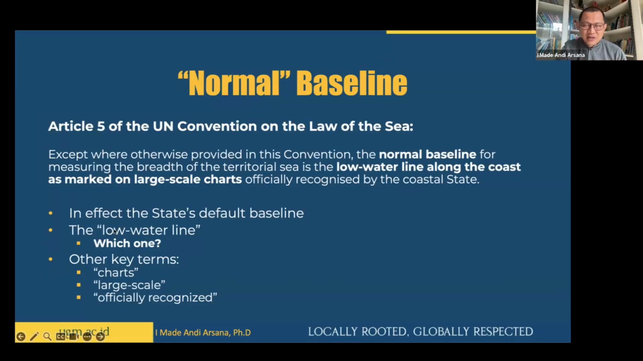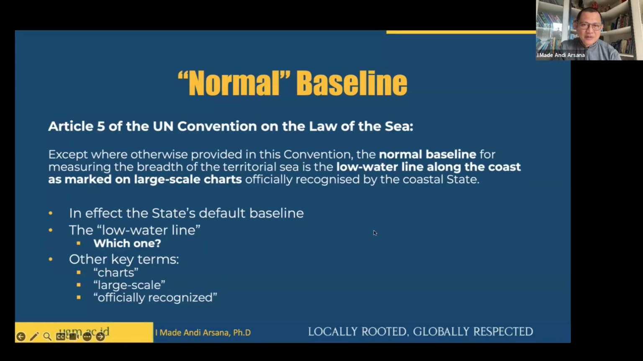The question is that, geodetic engineering students, I think you will understand that the surface of the ocean does not stay in one place forever. It can go down, it can go up. So the question is, which low water line? Which one are you going to use? Which low water line? Other terms like charts, large scale, officially recognized.